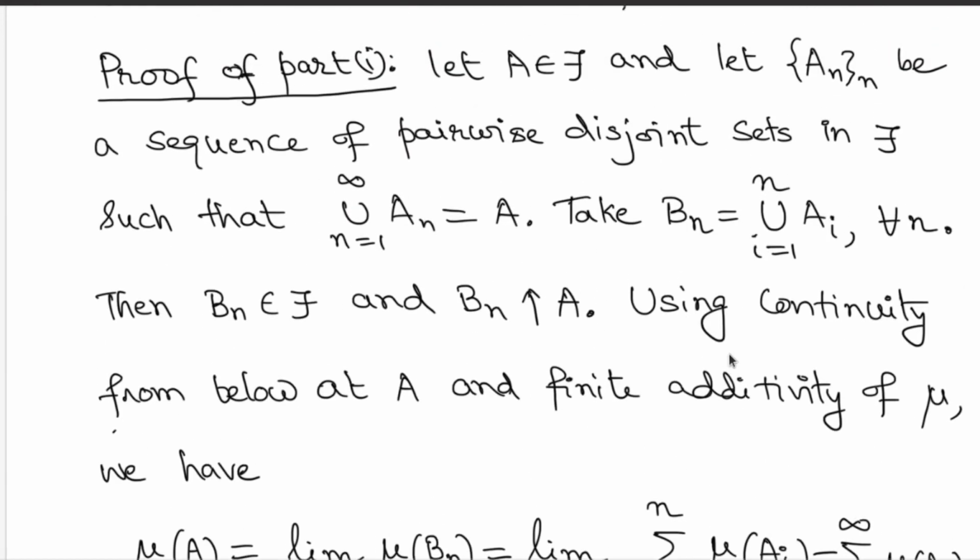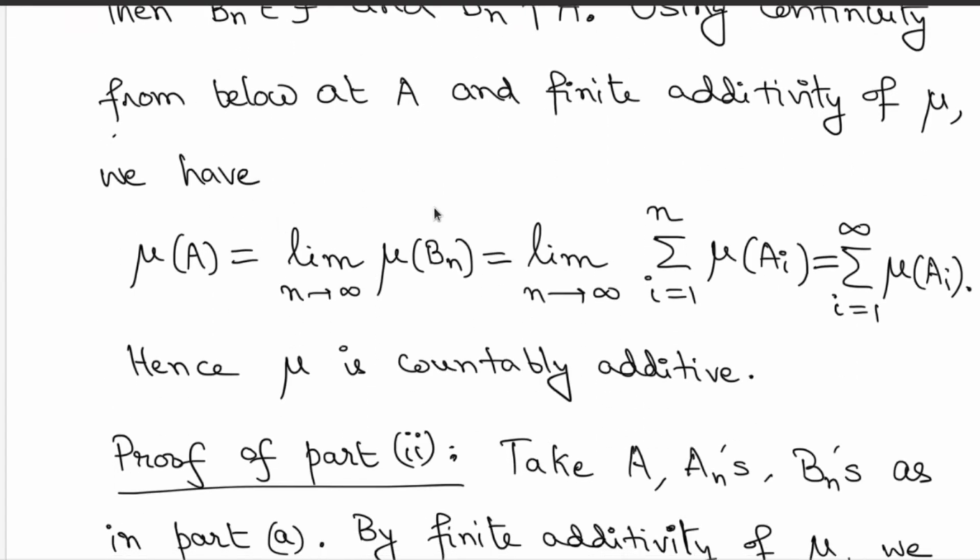To prove the countable additivity, you start with these pairwise disjoint sets and look at their union. Then these Bn's will increase to this set A. Since the Bn's are increasing, using the continuity property from below at the set A, you repeatedly apply this hypothesis and end up with the property of countable additivity.